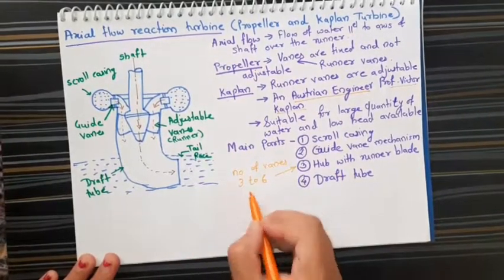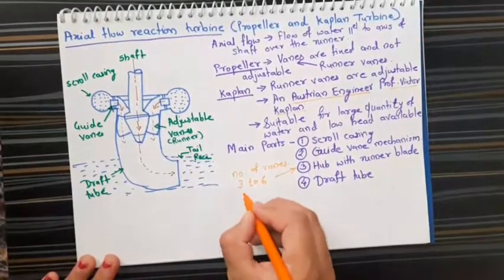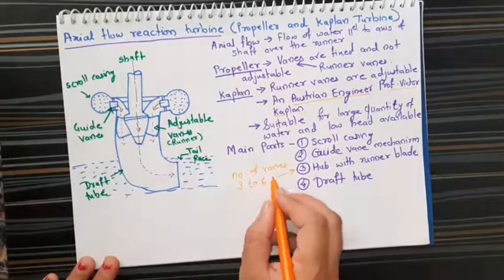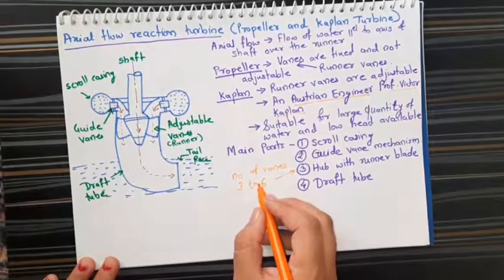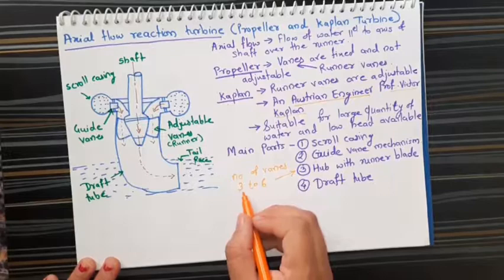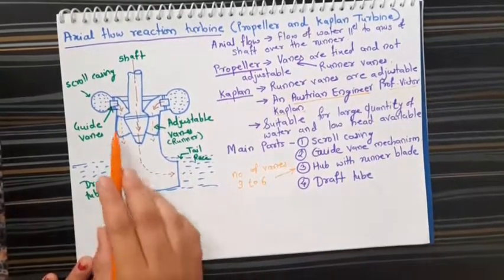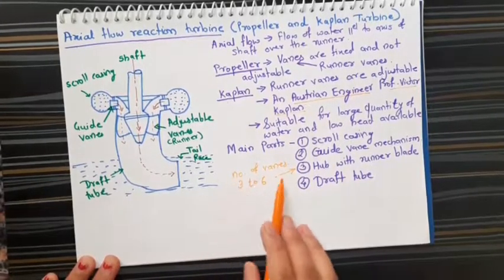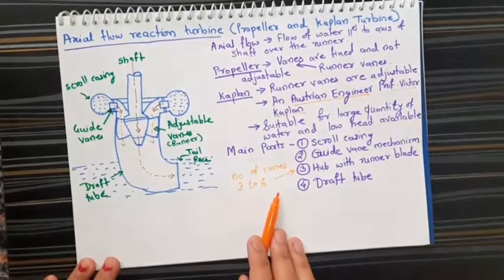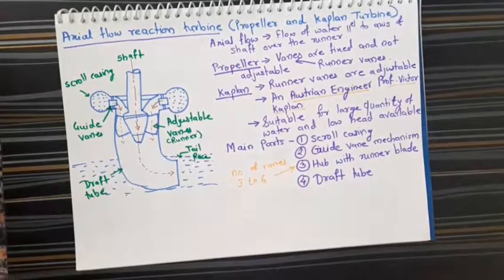The advantage of this smaller number of runner blades is that it reduces the friction resistance due to less surface contact of water with the vane. As there are very few vanes available, the contact of the water with the vane is less. So due to that, the frictional resistance will also get reduced. This is the advantageous part of the axial flow turbine.